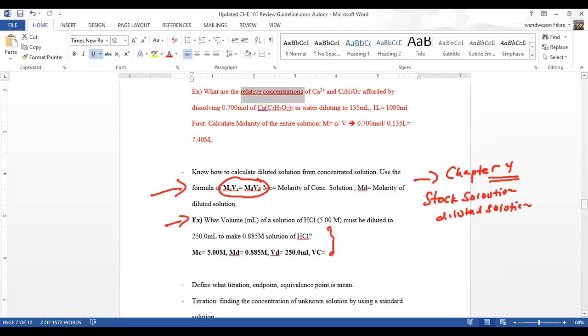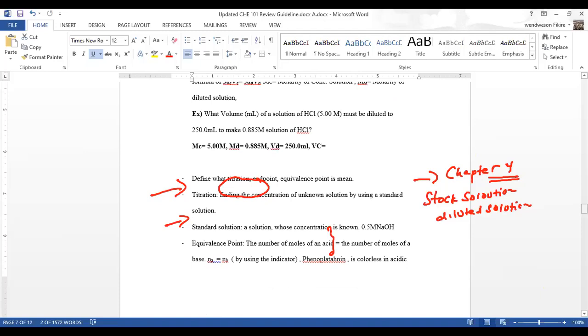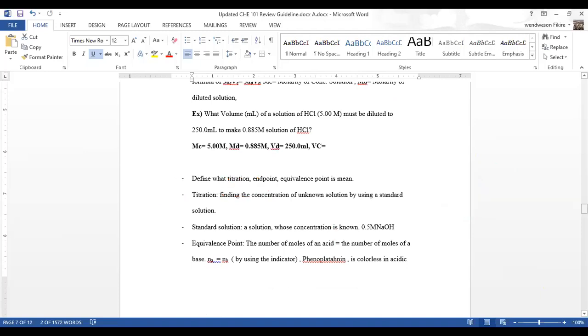Here we also need to know about titration. What is titration, what is end point, what is equivalence point? I gave you the definition of titration. Titration means finding the concentration of an unknown solution by using a standard solution. This is also helpful for your lab class. We also discussed that in a lecture class.